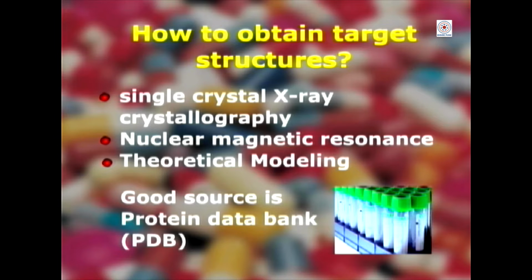How to obtain the target structure? That was the first hurdle in this kind of approach, but now things have changed. In the last 2 decades, X-ray crystallography, nuclear magnetic resonance, and also theoretical modeling coming in a big way, have created structural data on more than 33,000 structures. These are available at the Protein Data Bank at rcsb.org.